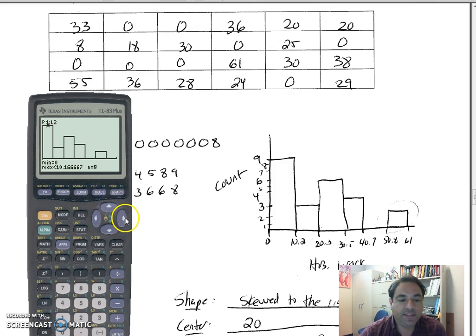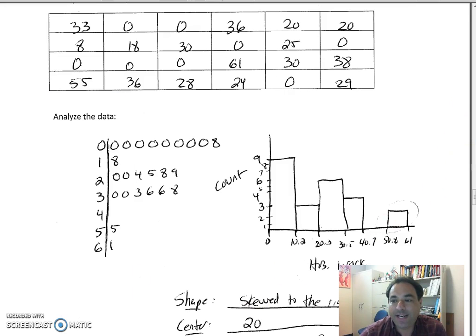So I can hit trace, and again we can label the bins. 0 to 10.2: there are 8. 10.2 to 20.3: there are 3. 20.3 to 30.5: there are 6. 30.5 to 40.7: there are 4. Notice there's a gap there. Then 50.8 to 61. And then we can analyze the data a bit.